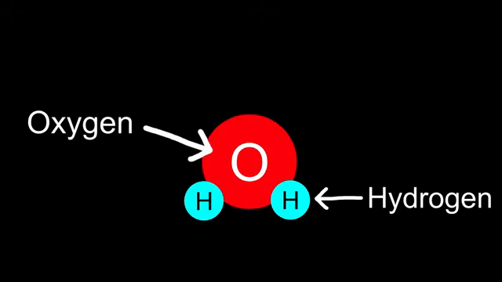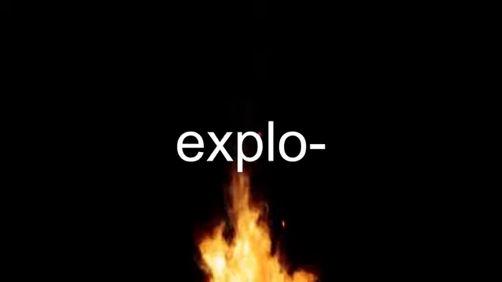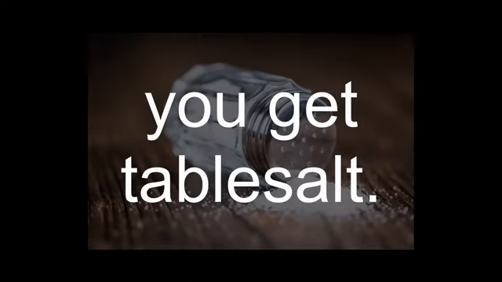2 or more atoms bonded together form a molecule. If you have at least 2 different elements, you get a compound. Oh yeah, this is probably a good time to mention that compounds often behave completely differently than the elements they're made of. Like, put together an explosive metal and a toxic gas, and you get, of course, table salt. You get table salt.